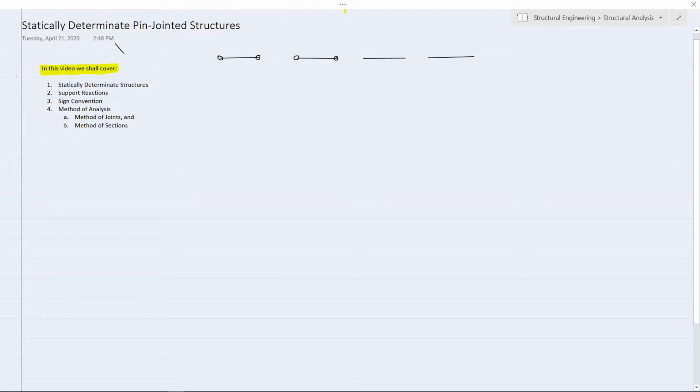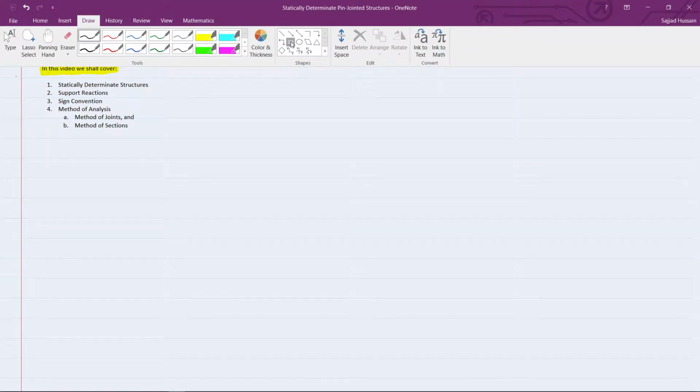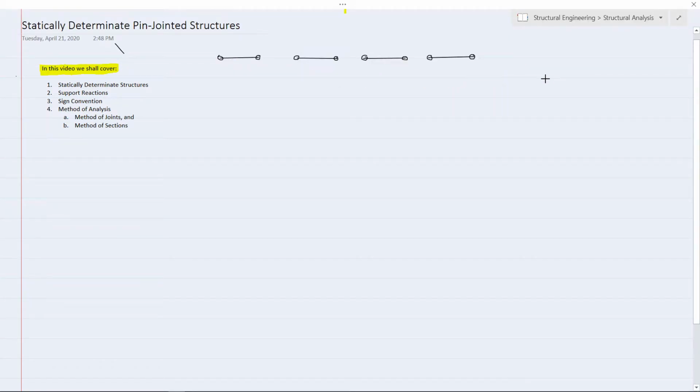So what is the purpose? The purpose is that I can join them through pins. So they will form a pin jointed frame like this, and of course the eyes will be at the corners.